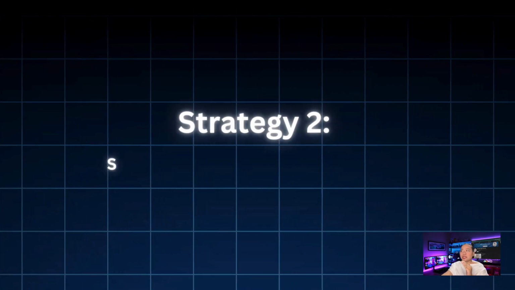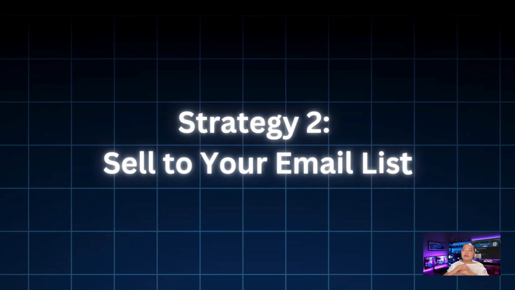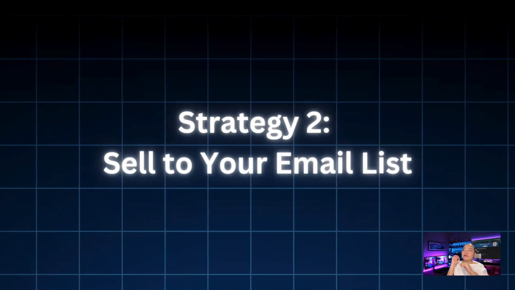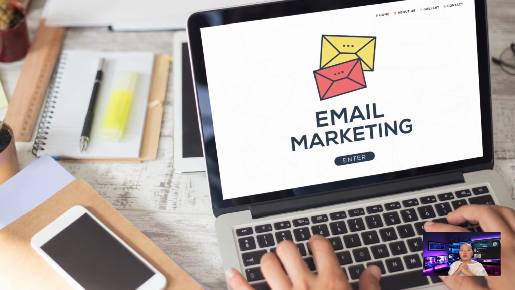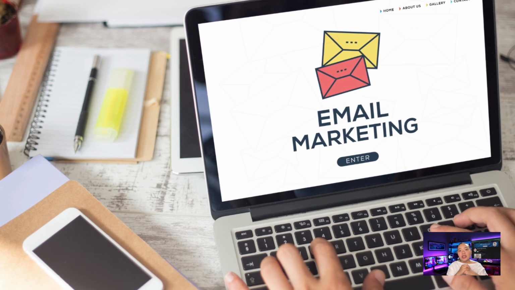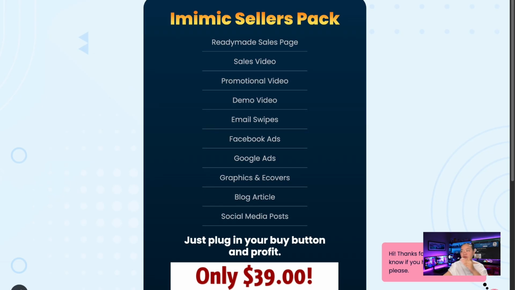The second strategy is to sell to your email list. If you already have an email list, this can be one of the fastest ways to promote Imimic. You can send an email introducing the platform and explaining how it helps businesses create content more efficiently. You can also use the email templates provided in the seller's pack to make this process even easier. Since your subscribers already know and trust you, they're more likely to explore the tool when you recommend it.